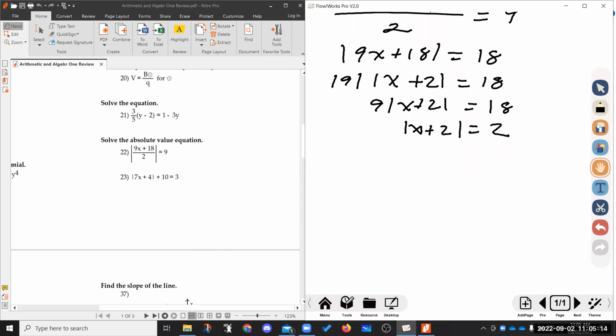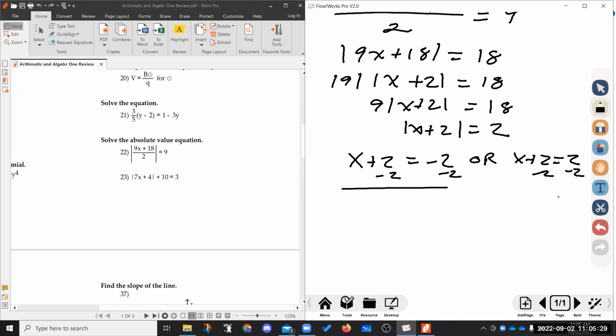So that tells me that x plus 2 is equal to negative 2, or x plus 2 is equal to 2. I'm going to subtract 2 from both sides of both of these equations. x is equal to negative 4, or x is equal to 0. Check your work if you would want to.